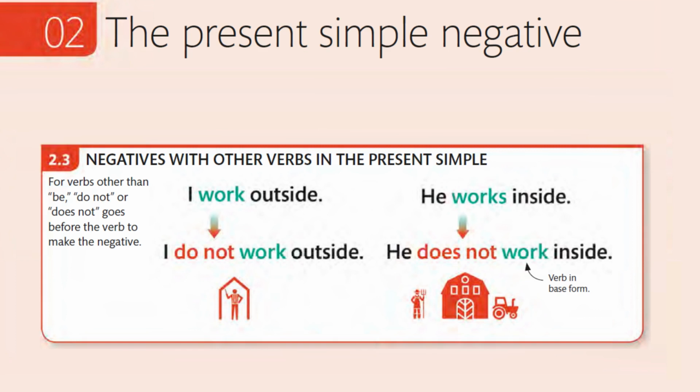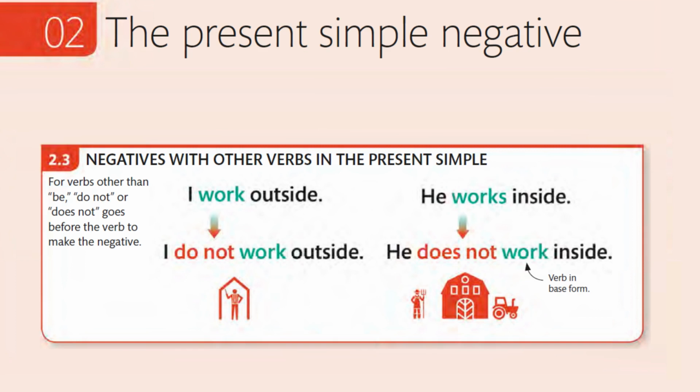Negatives with other verbs in the present simple. For verbs other than be, do not or does not goes before the verb to make the negative. I work outside. I do not work outside. He works inside. He does not work inside.